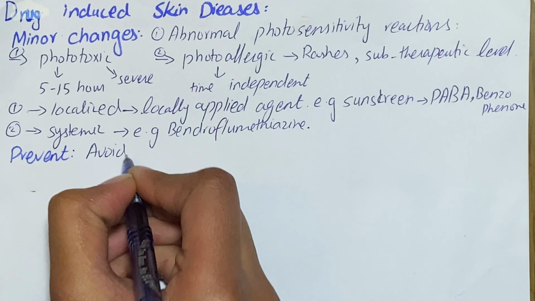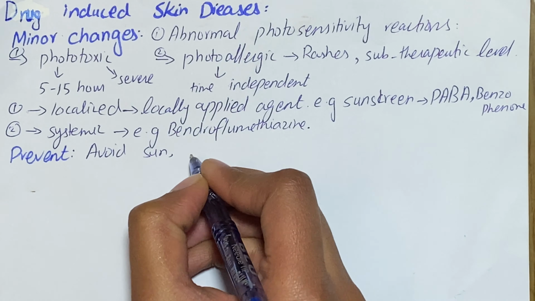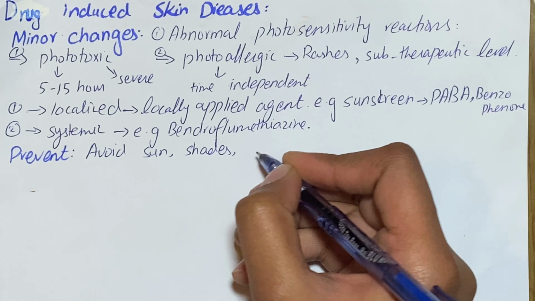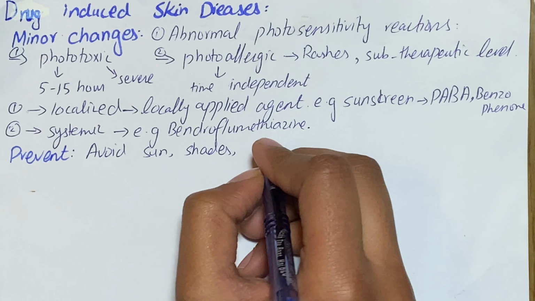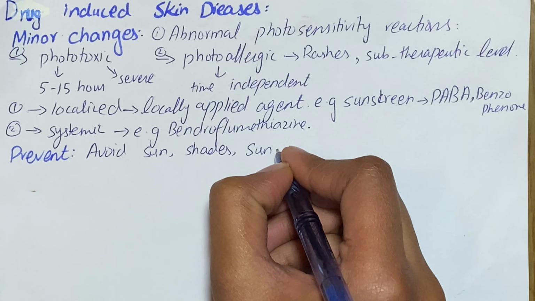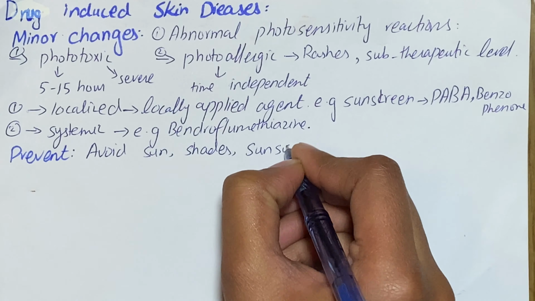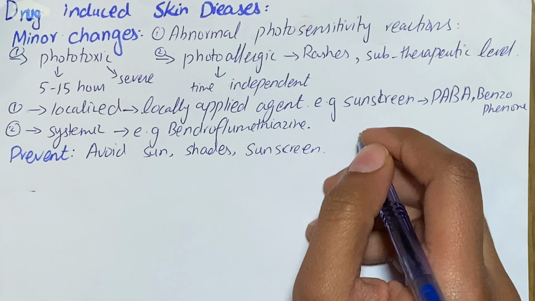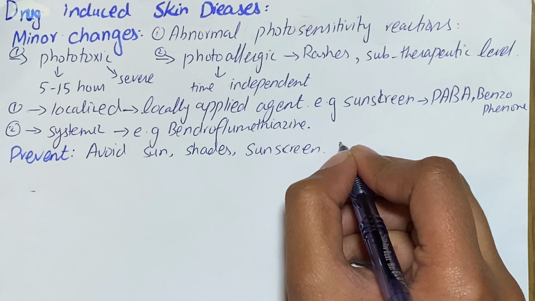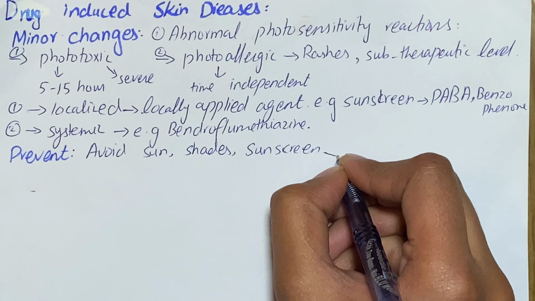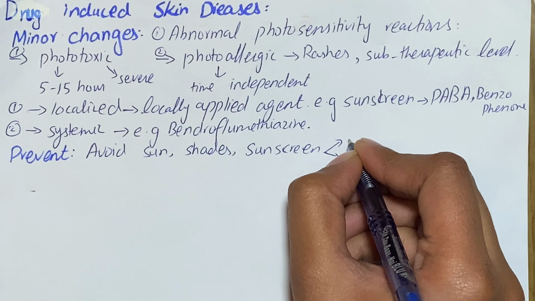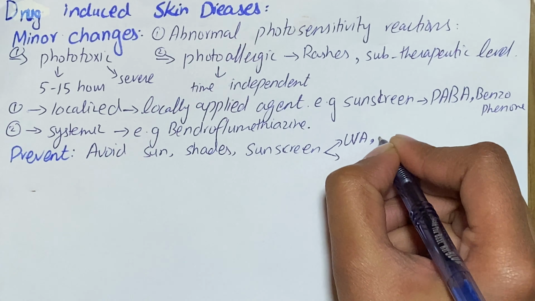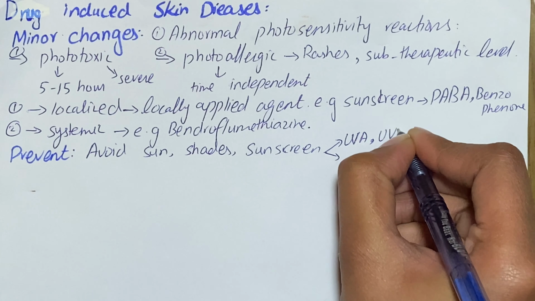So now moving towards the preventive measures which you can take to avoid these kinds of changes. First of all, avoid sun. Second, use some kind of shades or sunglasses, and third, use sunscreen. You need to take a sunscreen which does not have PABA or benzophenone, because they themselves are agents which can cause localized abnormal photosensitivity reactions. So you do not want that. To avoid this, you need to check that your sunscreen does not have this.